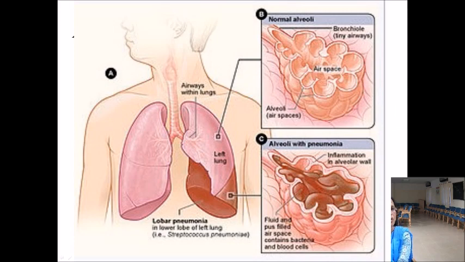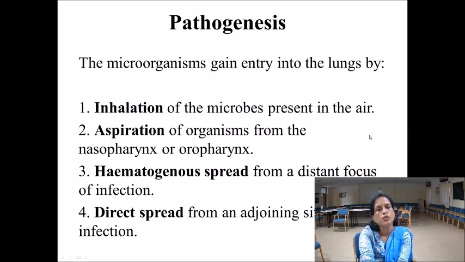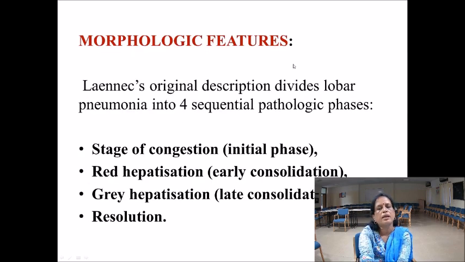Then etiology: streptococci, most common, Klebsiella, pneumococci, staphylococci, and other gram-negative bacteria. So these enter the lungs either by inhalation or aspiration or hematogenous spread or directly. Yes. So you're going to learn about this in detail when we teach you systemic pathology. We have just taken this as an example of acute inflammation, but still I'm giving you more information, not just the gross and micro, because this is an online class. I have enough time. You also have a lot of time to sit and listen to the lecture and learn.